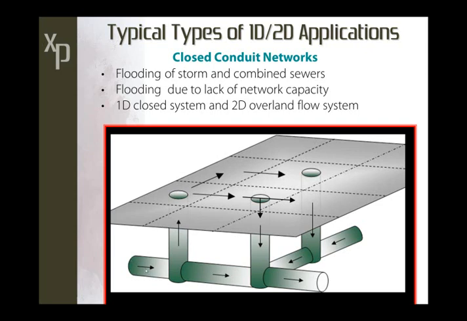The flow can either surcharge from the 1D network out onto the 2D grid. Alternatively, it could originate on the 2D grid and then enter back into the closed conduit network, or a 2D inlet restriction can be applied, which can only allow a given amount of flow back into the closed conduit network, and the rest will be passed along the 2D grid.